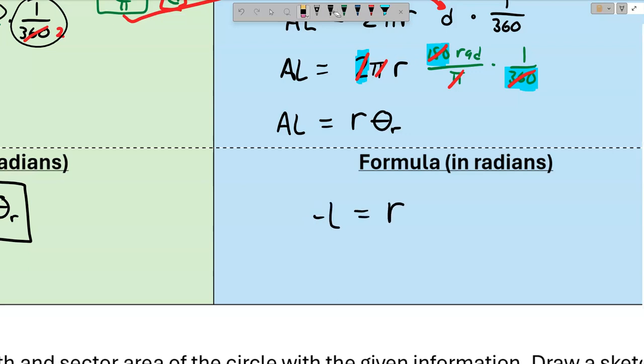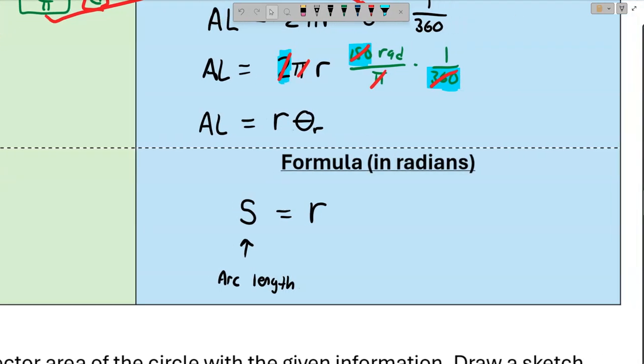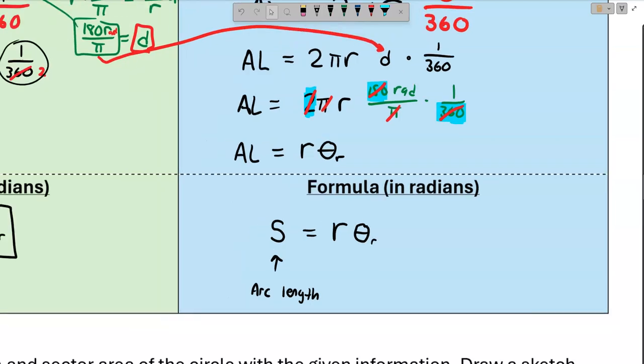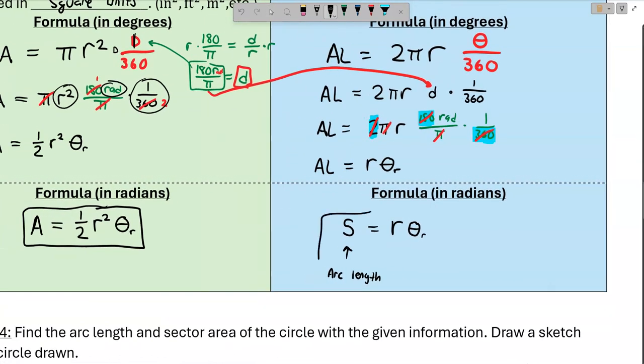Now, arc length is usually not abbreviated as AL. They use S to denote arc length. If you want to know why, you can do a quick Google search, but it has to do with the Latin for length. That's the reason why S is used. So this is what you'll typically see. Once again, that radian is going to be your theta here. So that is going to be our arc length formula.